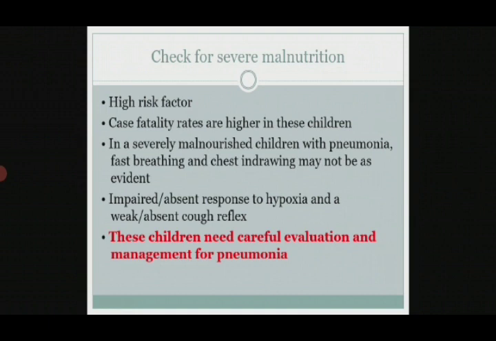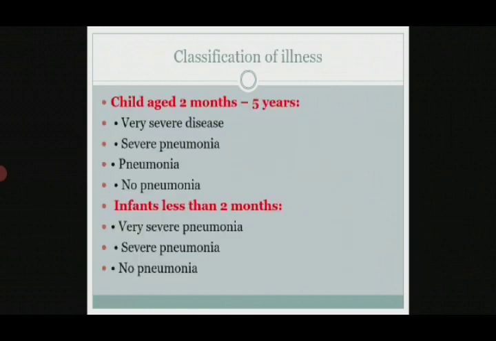Case fatality rates are high among these children who are severely malnourished. These children need careful evaluation and management for pneumonia. Then, how can we classify the illness? In a child aged 2 months to 5 years, pneumonia is classified as very severe disease, severe pneumonia, pneumonia, no pneumonia.